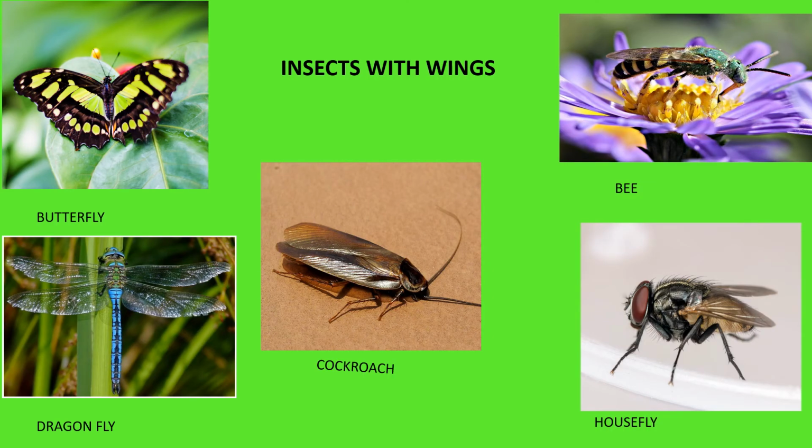A few insects have wings and a few do not. Here you can see examples of insects with wings. The first picture is of a butterfly with beautifully colored wings. Next is a dragonfly. Next is a cockroach. Then a bee and a housefly. These are examples of insects with wings.